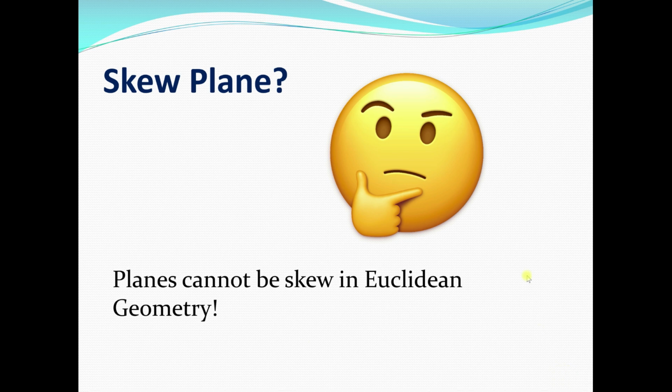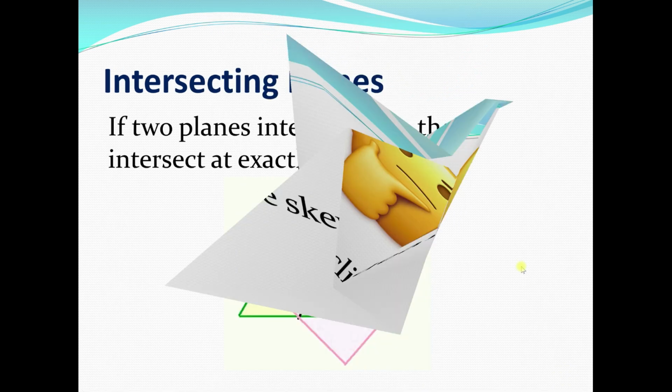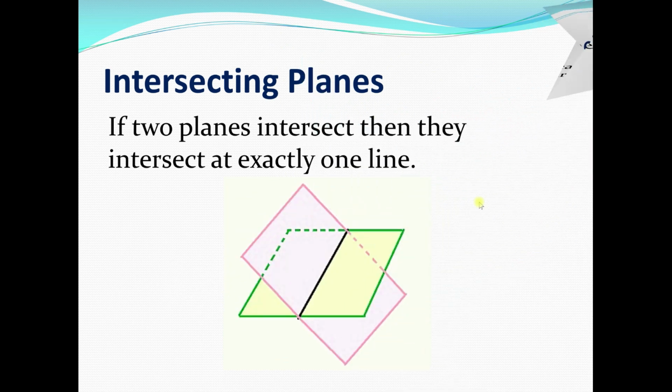Okay, so let's define intersecting planes. If two planes intersect, then they intersect at exactly one line. So as you can see in the figure, here we have a line being created by the two planes. So keep that in mind because we will be using it later on.